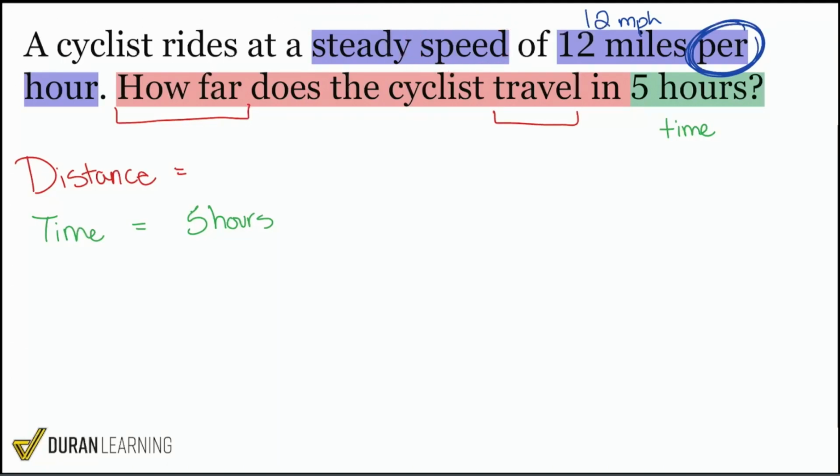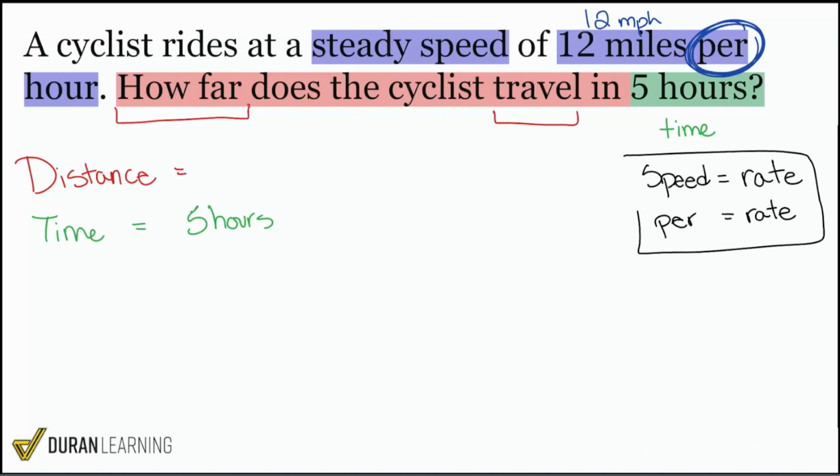Everyone, for the purpose of today's class, speed and rate are the same thing. Speed equals rate. Per equals rate. That's going to be a nice clue there to write at the top of your paper and really reference throughout every problem. So, everyone, at this point, are we good with this example, knowing that we're looking for distance, the how far, we have time, 5 hours, and we have a rate, 12 miles per hour? Are we good with the information that we've pulled so far?